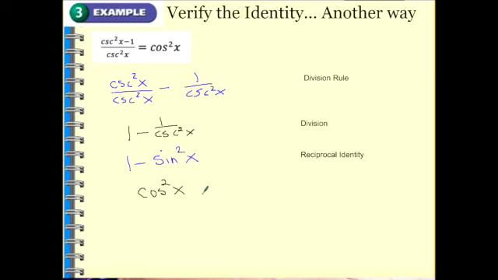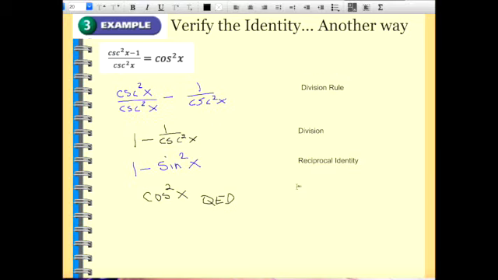Another way. So this time I'll write QED. And don't forget to put your Pythagorean identity as your justification. When you guys take your test, you're going to have to write your justifications too. So it's really good practice for you to do so when you're doing your homework or when we're practicing together.